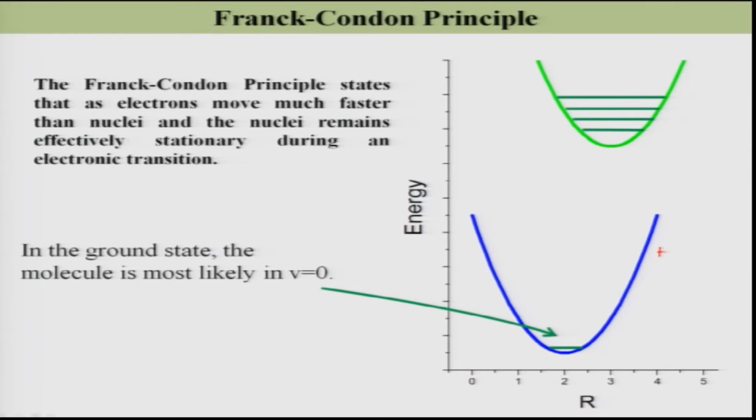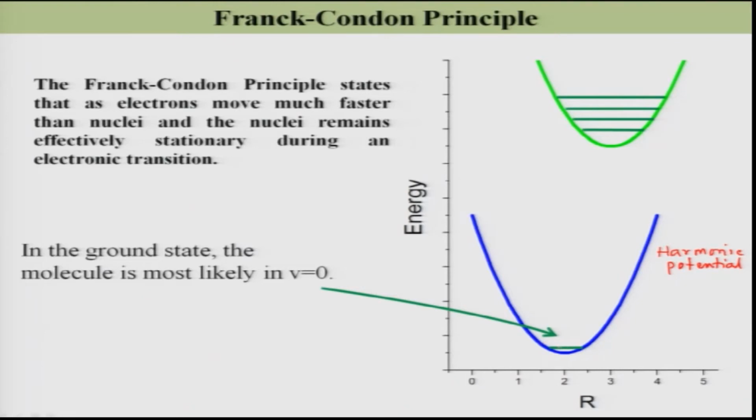So, this is my harmonic potential, just the simple vibration of a diatomic molecule, that is it. Now these are the different vibrational levels in this particular state and this state. These are two electronic levels of this molecule.